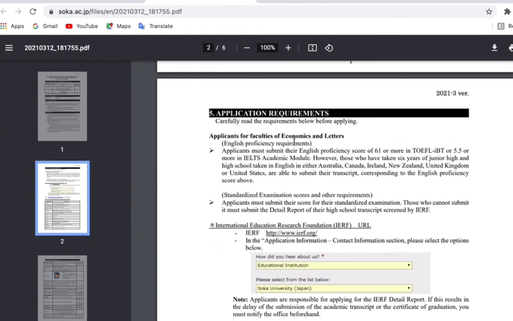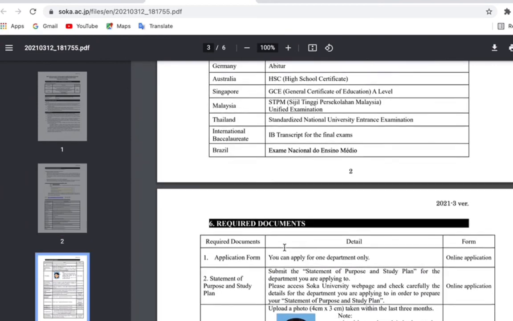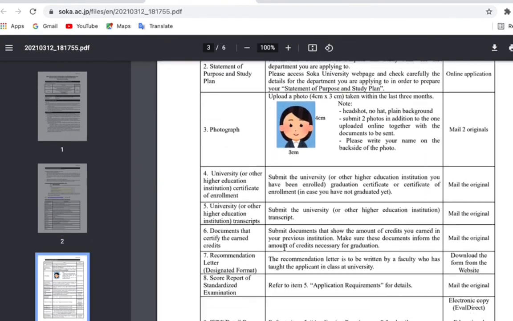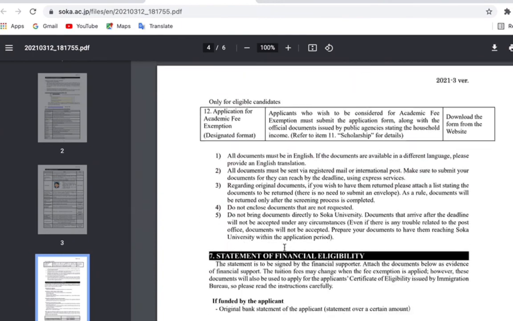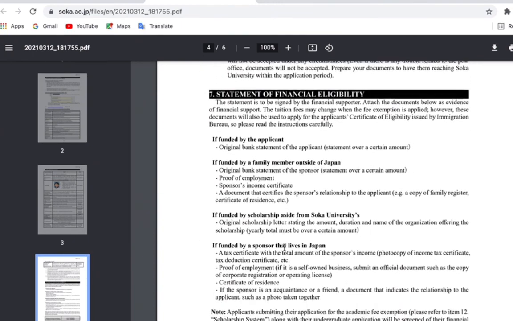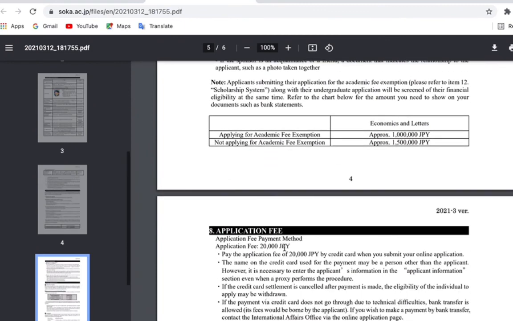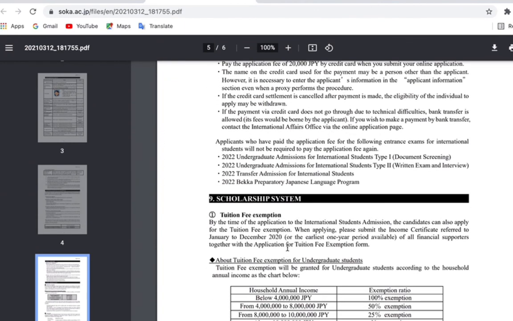Okay, so application for the Faculty of Economics and Letters. Applicants must submit their English proficiency score of 61 or more in TOEFL iBT or 5.5 or more in IELTS academic module. However, those who have taken 6 years of junior high school and high school in English in either Australia, Canada, Ireland, New Zealand, United Kingdom, or United States are able to submit their transcripts. So the required documents and all of that. Application fee is 20,000. Okay, I think you have an idea.